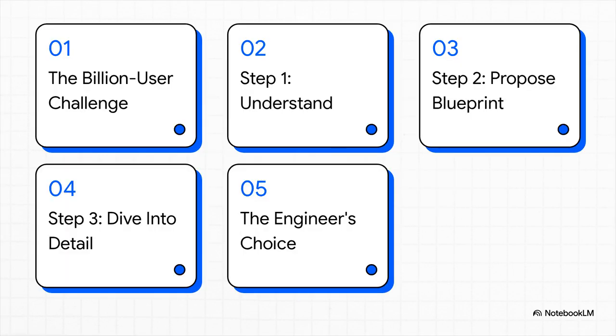So here's how we're going to do it. We'll walk through the billion user challenge itself, and then we're going to break it down with a proven 4-step framework: understanding the problem, proposing a blueprint, diving deep into the details, and finally making that final choice. This is the roadmap, folks.